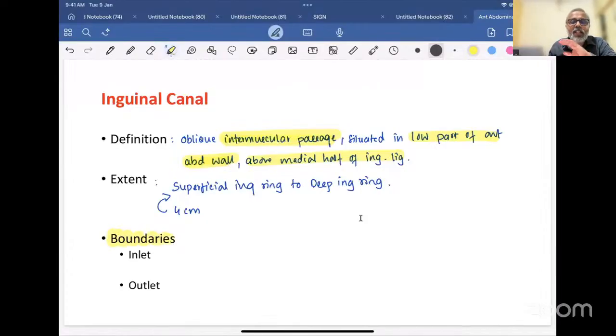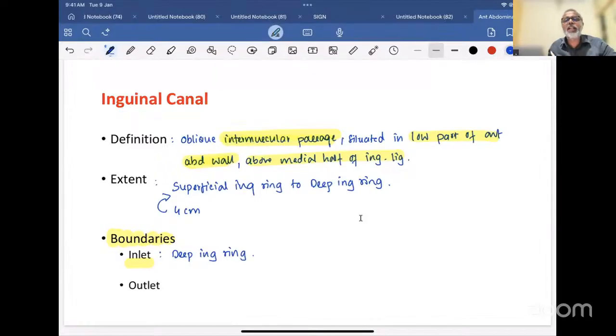Now, the most important thing about the inguinal canal is with respect to its boundaries. How do we define the boundaries of the inguinal canal? Remember, inguinal canal has an inlet, an outlet, an anterior wall, a posterior wall, a roof, and a floor. So these are the 6 walls of the inguinal canal. First, let's start with the inlet. Now, what structure is called the inlet? Remember, the inlet is the deep inguinal ring.